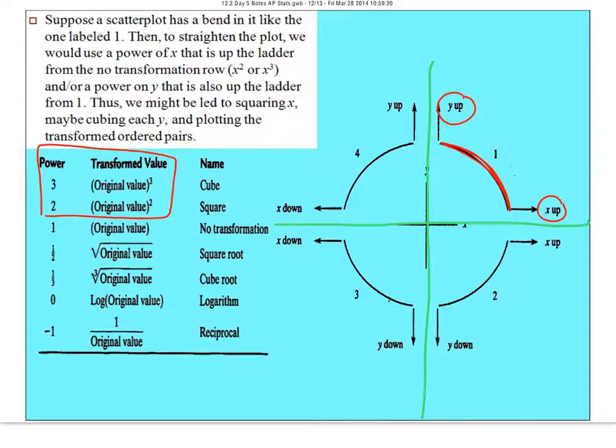What if you had a pattern over here in quadrant 2? Well, in quadrant 2, the x's are getting smaller, the y's are getting larger. So what they would recommend, if it looks kind of scattered like this, is to move your x's down, so do a lower power, a square root, a cube root. Move your y's up, so do y squared or y cubed or y to the fourth. It may impact it.